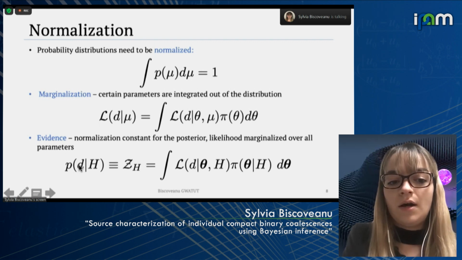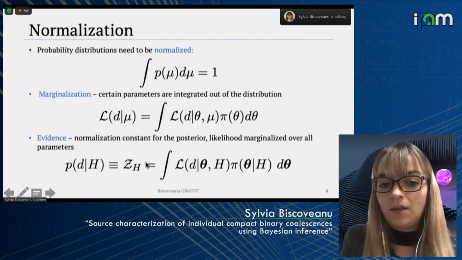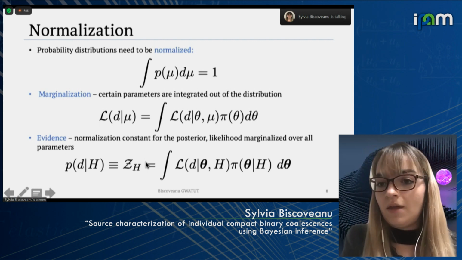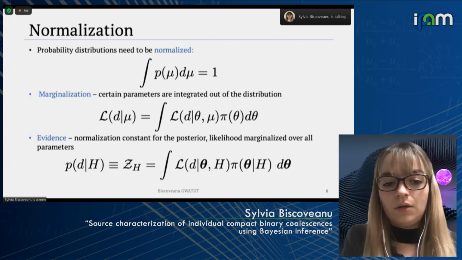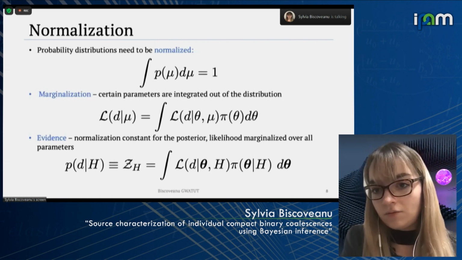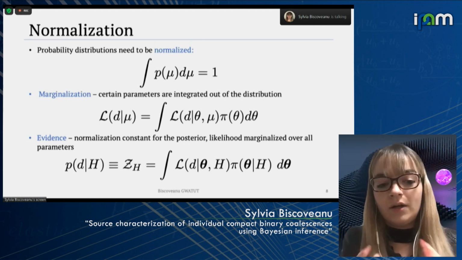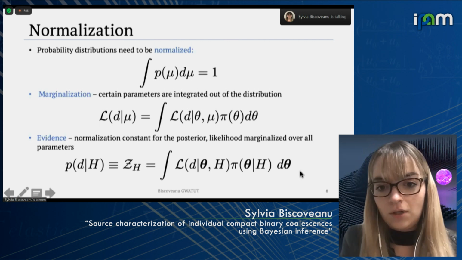And again, the subscript H is there because there's always a model implied when you calculate the evidence. It might be that there's a binary black hole in your data. It might be that the data that you're looking at comes from a gravitational wave detector. So there are many underlying assumptions that you make that go into your model.